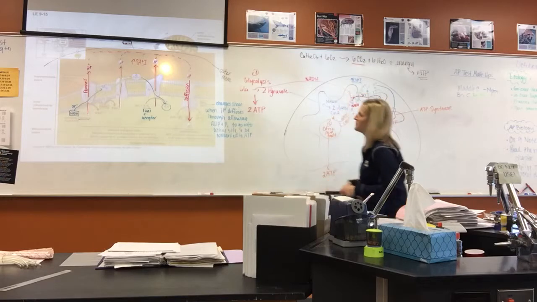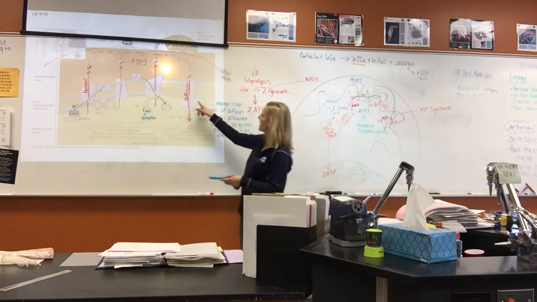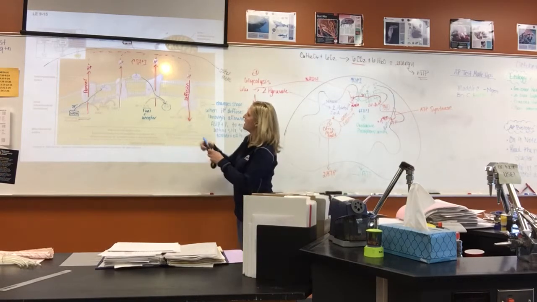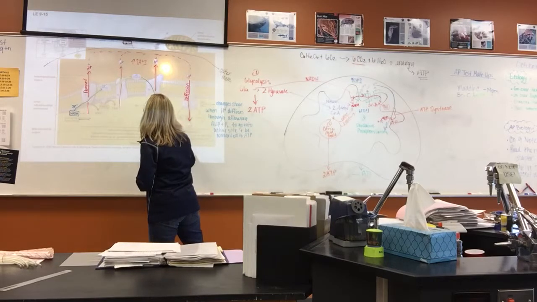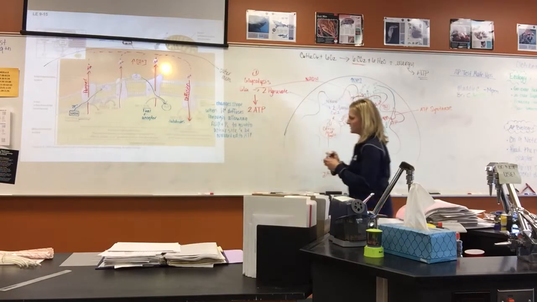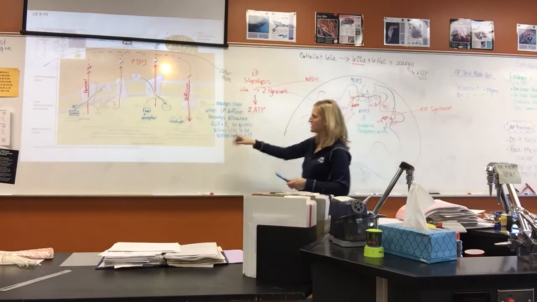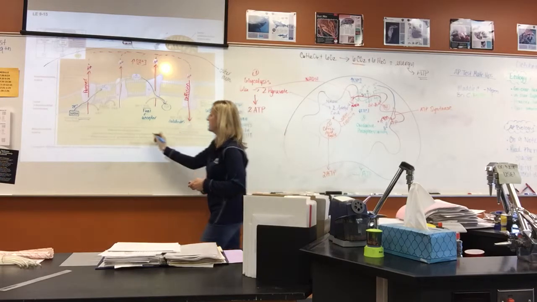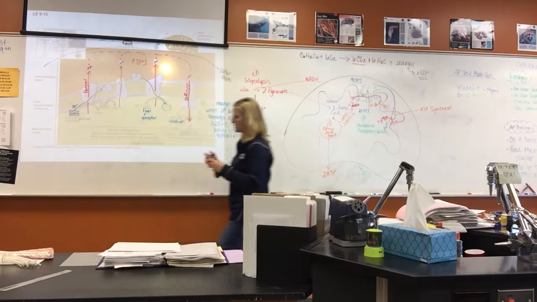All right, so this is the ATP synthase changing shape. Here are our substrates, ADP and the phosphate. And now we get our ATP. And so the two processes, chemiosmosis and the electron transport chain, occur together.